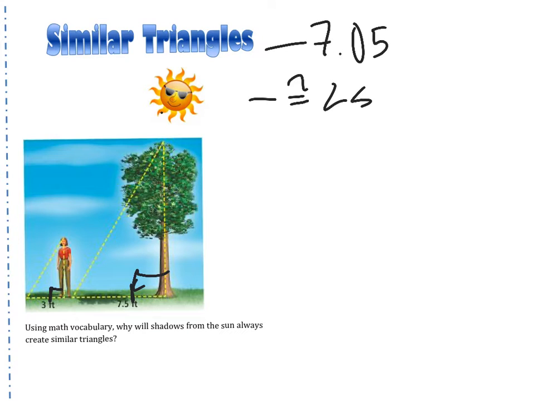Then if we think about the sun in the sky shining rays down, it's at the same time. So the angle of the sun is the same for the person and the tree. So once we have two angles the same, so angle, angle, we know that two triangles are similar. So that's why we have these two similar triangles when we have a problem with the sun and shadows. So turn to the other page, the inside left, and we're going to do an example together.